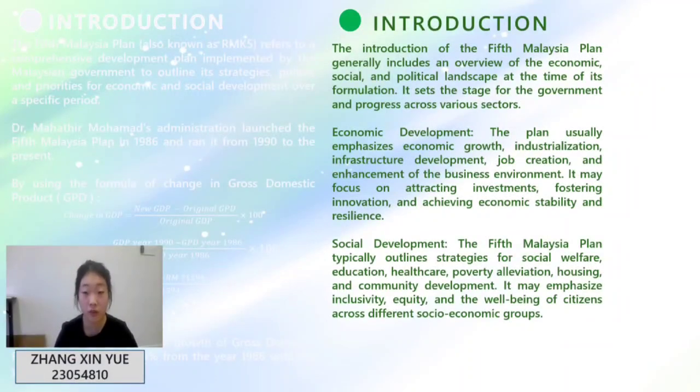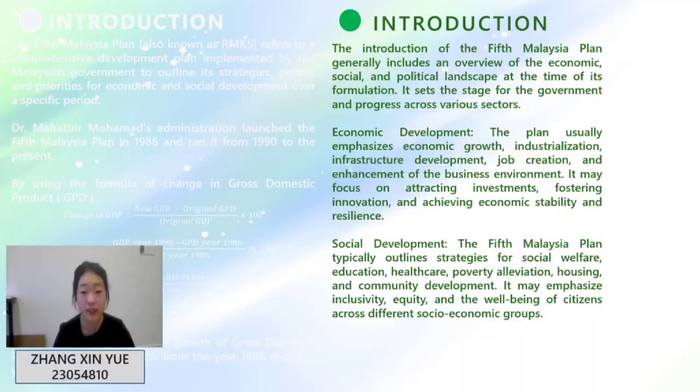The introduction of the Fifth Malaysia Plan generally includes an overview of the economic, social, and political landscape at the time of its formulation. It sets the stage for the government and the progress across various sectors. Economic development. The plan usually emphasizes economic growth, industrialization, infrastructural development, job creation, and enhancement of the business environment. It may focus on attracting investment, fostering innovation, and achieving economic stability and resilience.